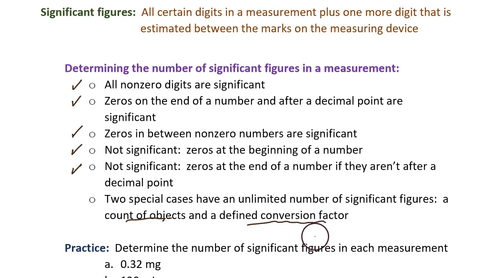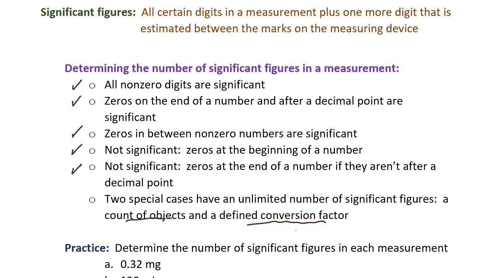For instance, there are 1,000 millimeters in 1 meter. If you're doing math with that 1,000, you're not restricted to giving an answer with only one significant figure, even though the number 1,000 has one significant figure. Because it's a conversion factor, it has an unlimited number of significant figures.